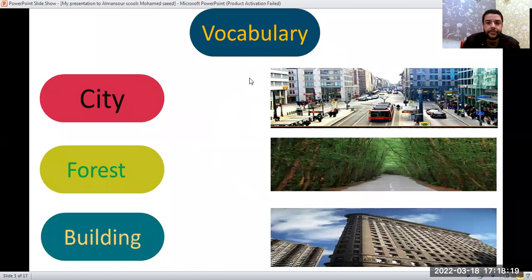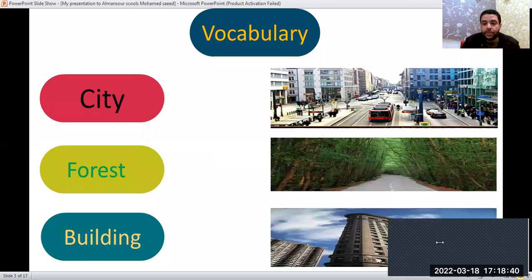Vocabulary. The first word is city. City, like Cairo, like Sharqiya. What is the difference between city and town? What's the difference between city and town? City is big and town is small.